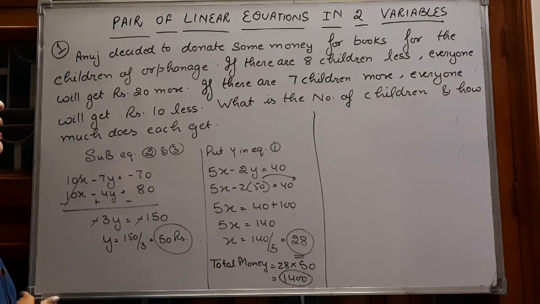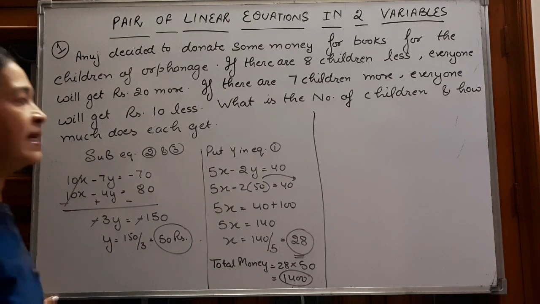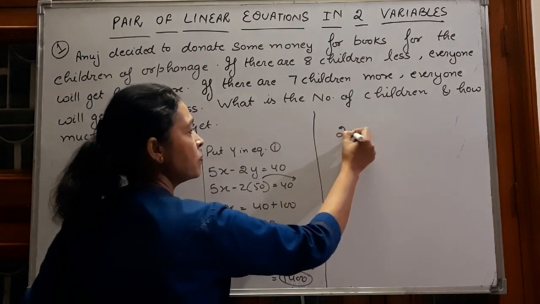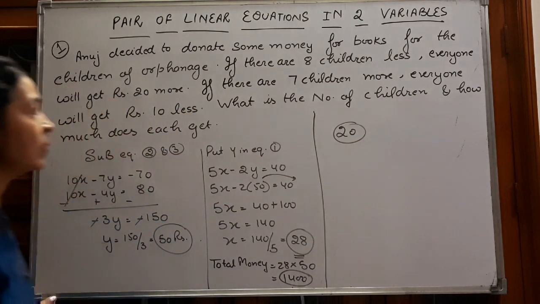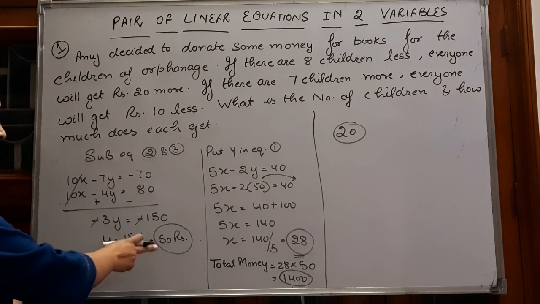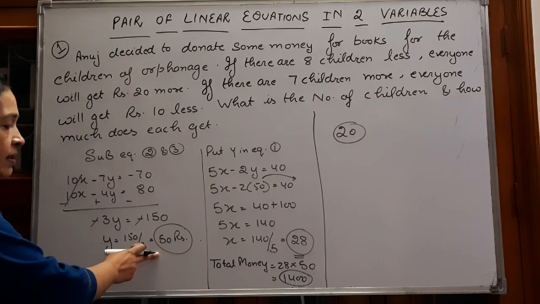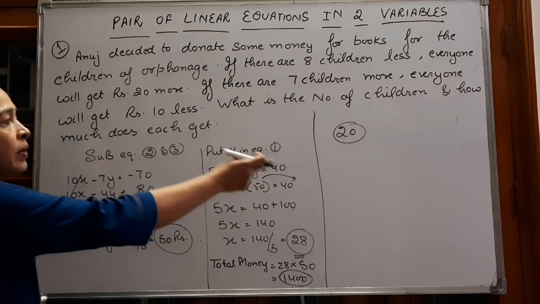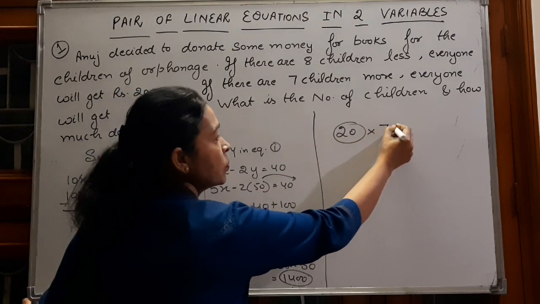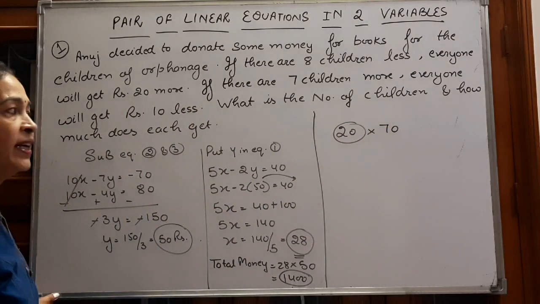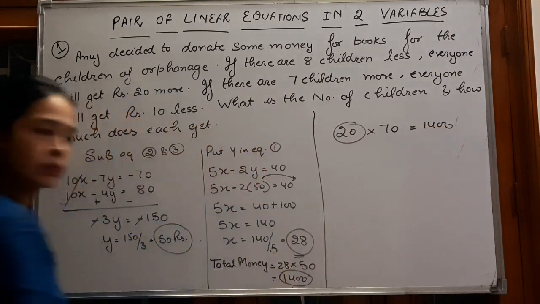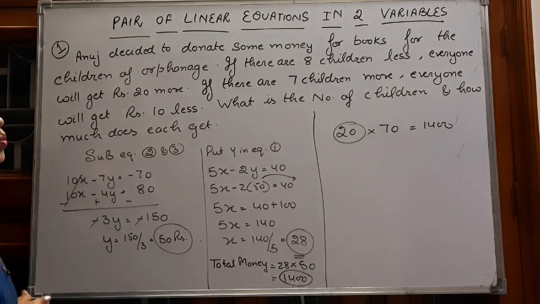Our case 1 was that if there were 8 children less, the number of children were 28. If 8 less, the number of children will be 20. Then they will get rupees 20 more. In our case, they are getting 50 rupees. If there are only 20 children, they will get 20 more. That is, they will get 70 rupees. How much will be the total money? 1400. Same thing.